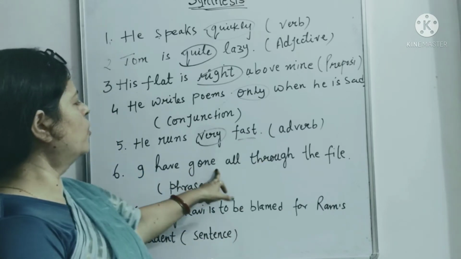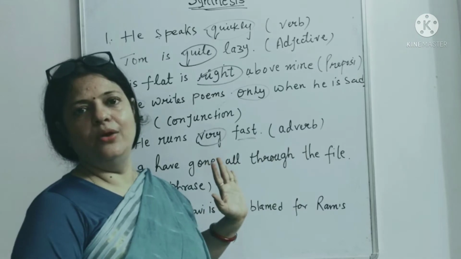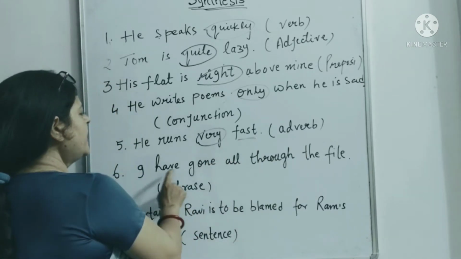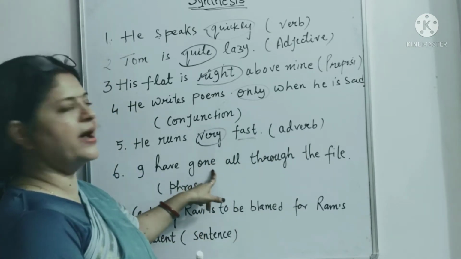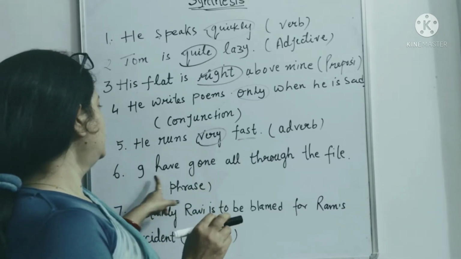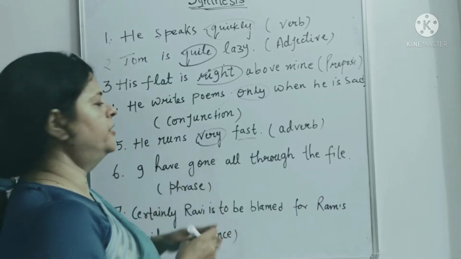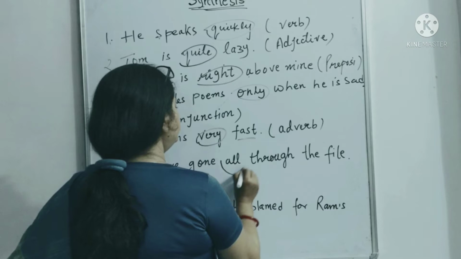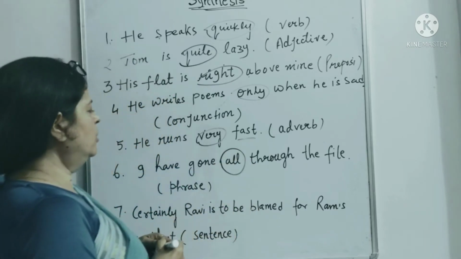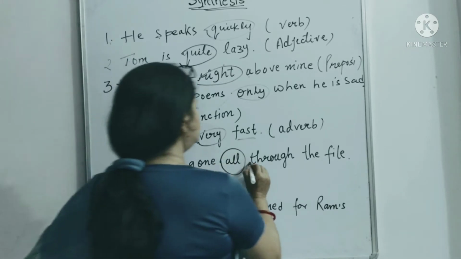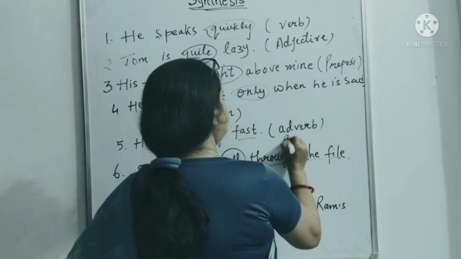I have gone all through the file. So here, till here we have a sentence: I have gone. These two are verbs. And then we have the adverb, all through the file. So what is this, through the file? Through the file is a phrase.